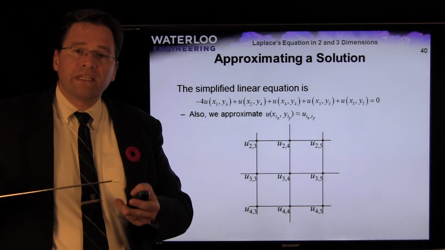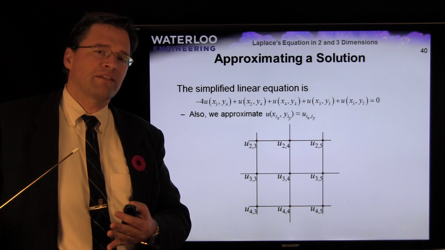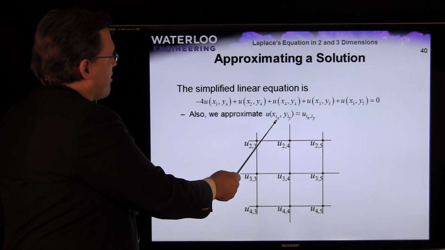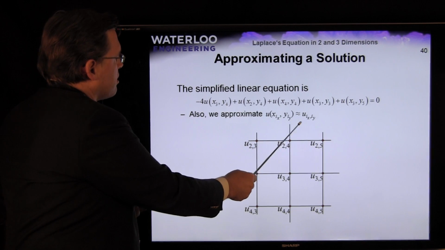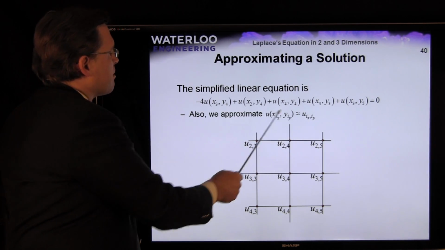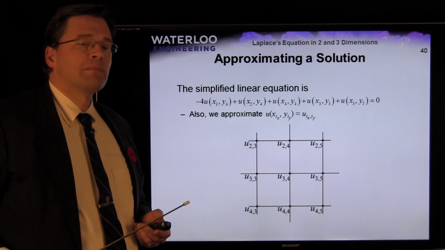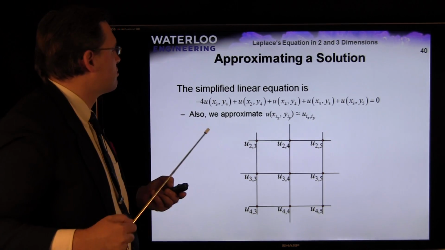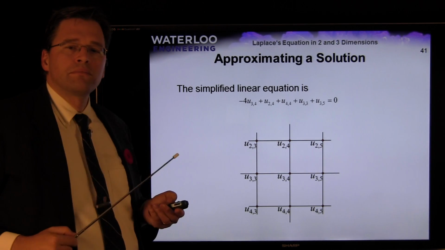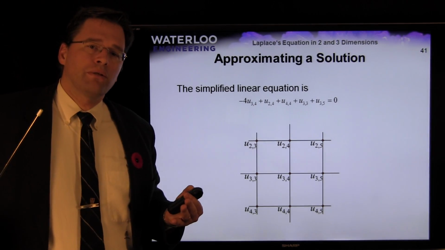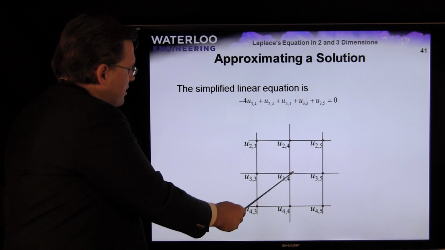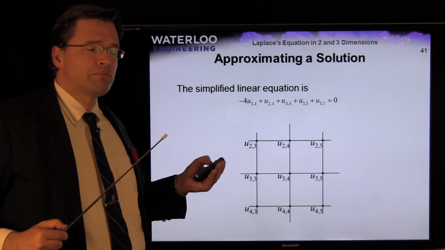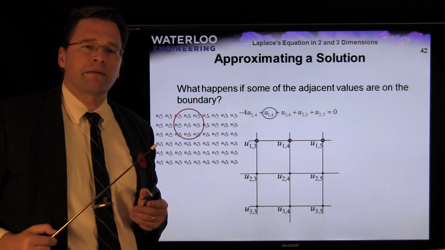And recall, because we're trying to approximate the solution, we're approximating the value of the function at this point by this entry in the matrix. So let's replace each of these with u2,4 and so on. Now we have an equation that depends on these 5 values. It's linear, and therefore what we were expecting.